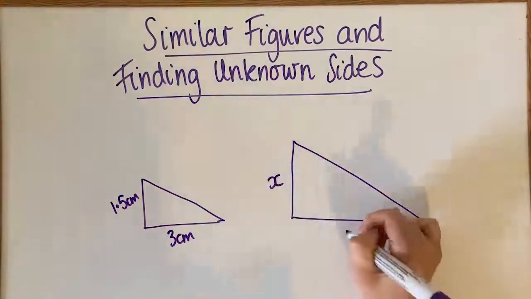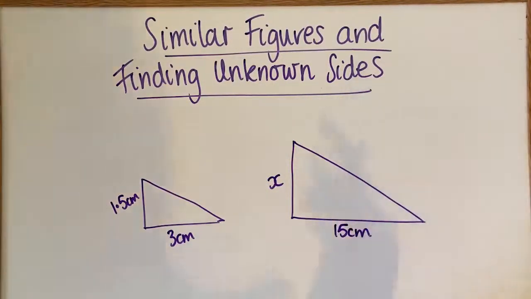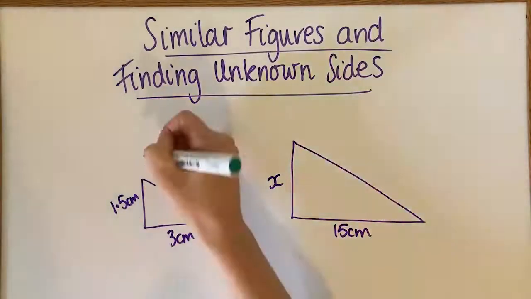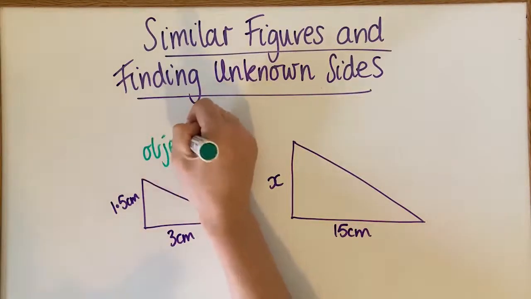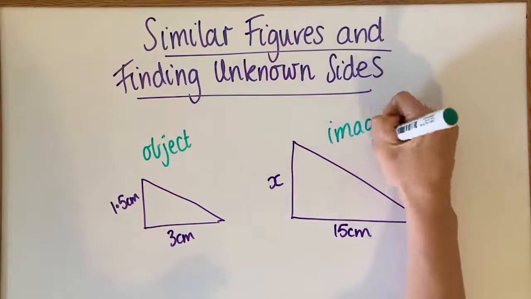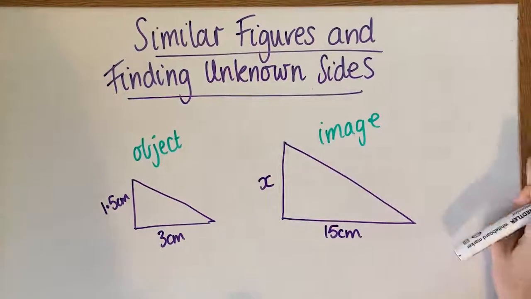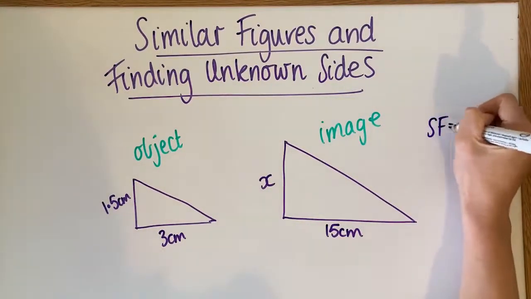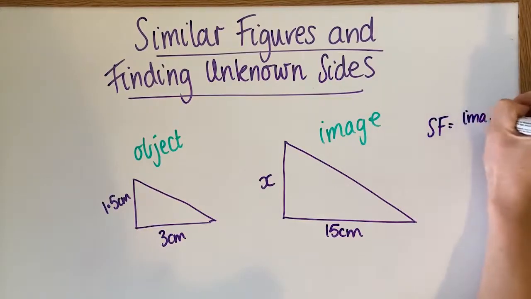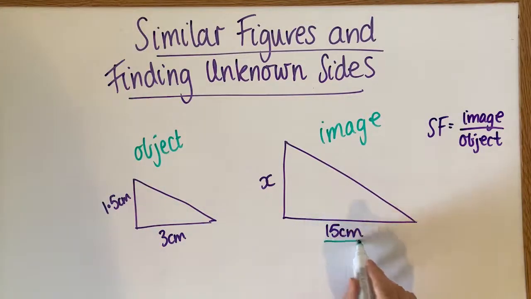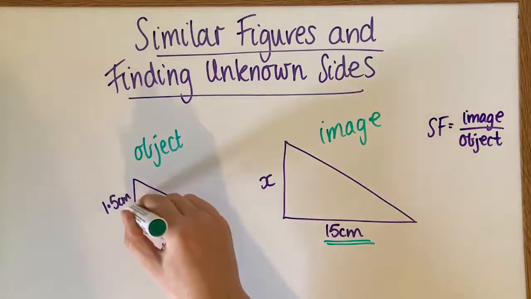this x, okay? So the first step is we need to determine the scale factor. So how much bigger is this shape? Remember, we call this the object and this the image. The original is the object and the new one is the image. So for our scale factor, we would go, scale factor is the image over the object.